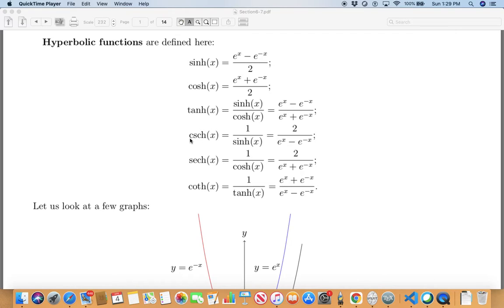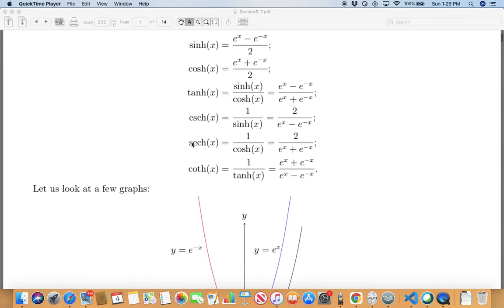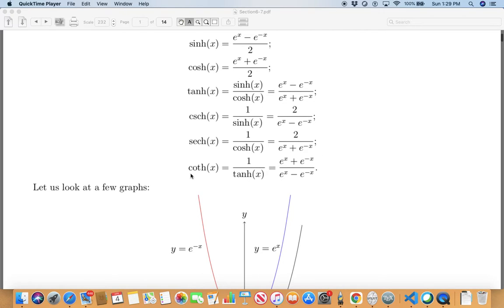Cosecant hyperbolic. This is 1 over sine hyperbolic. In other words, take this and take its reciprocal: 2 divided by e raised to x minus e raised to negative x. Secant hyperbolic x is 1 over cosine hyperbolic x. So you take this and take its reciprocal, 2 over e raised to x plus e raised to negative x.